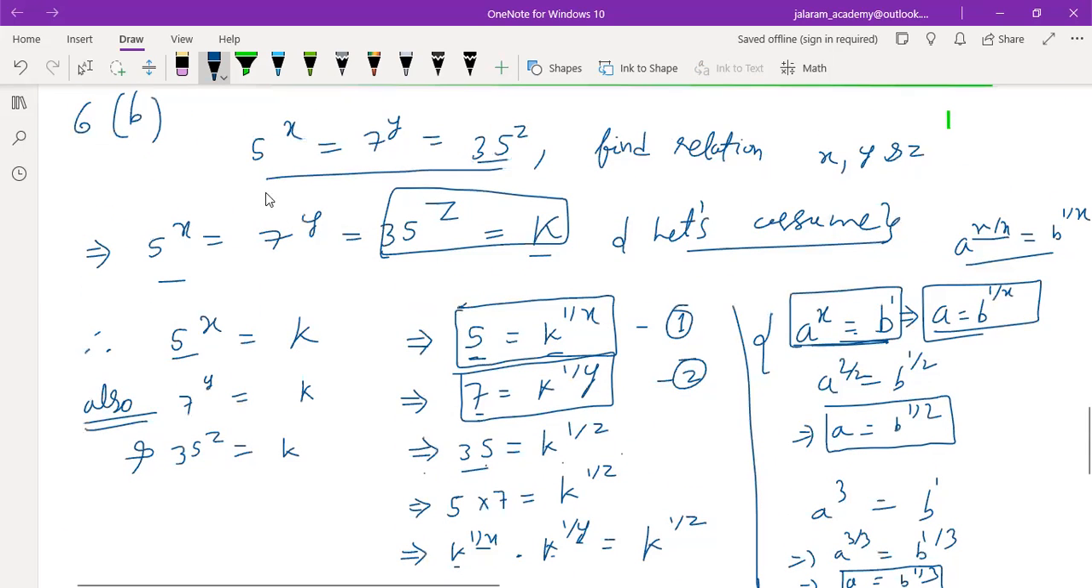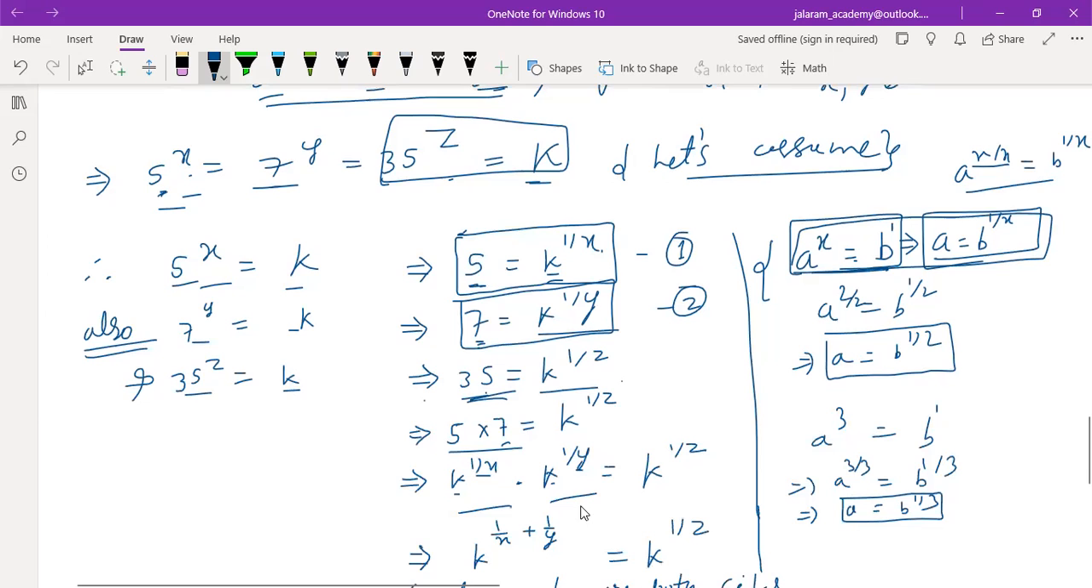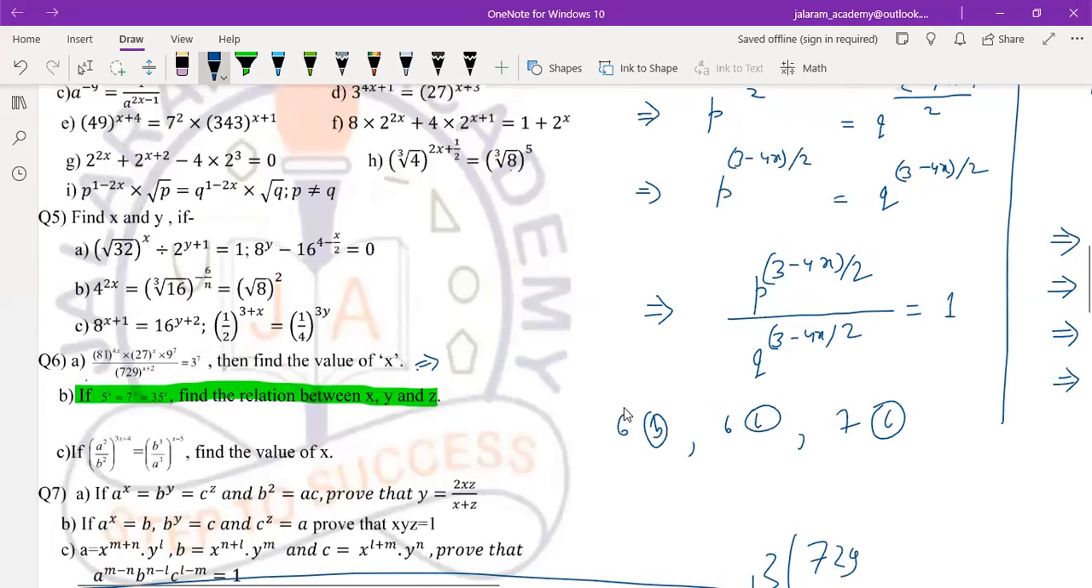Sir, understood. Whenever there is this type of question, take these three indices equal to k, then find the value of constant. So 5 to the power x equals k, 5 equals k to the power 1 by x; 7 to the power y equals k, so 7 equals k to the power 1 by y, using this property only. And 35 to the power z equals k, it implies 35 equals k to the power 1 by z. Now factorize 35, so it is 5 into 7, where value of 5 is k to the power 1 by x, value of 7 is k to the power 1 by y, and k to the power 1 by z is k to the power 1 by z only. Add powers both sides, k to the power 1 by x plus 1 by y equals k to the power 1 by z. And comparing powers both sides, we get 1 by x plus 1 by y equals 1 by z. Understood? Now, you have doubt in 6c also?